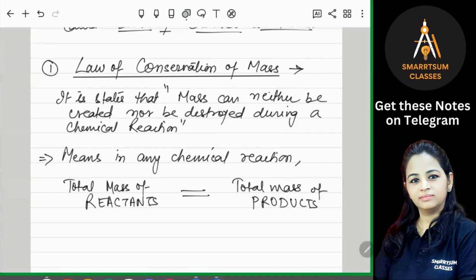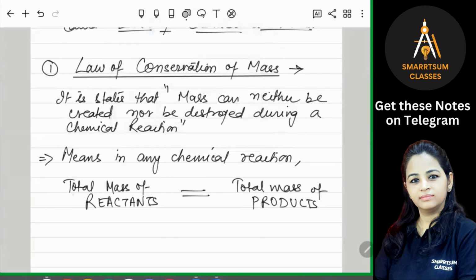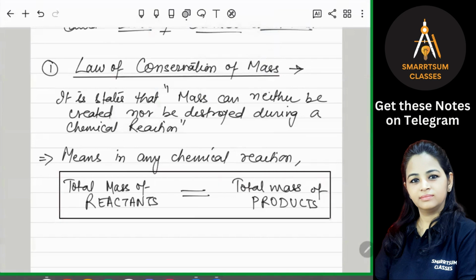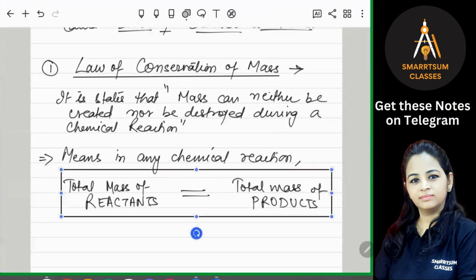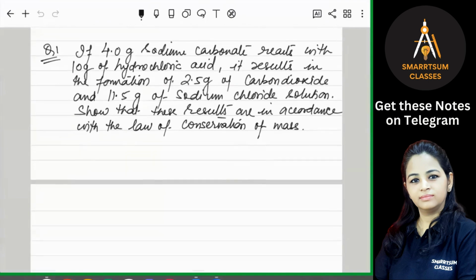Is that clear? So what is the law of conservation of mass? That total mass of reactants is always equal to total mass of products. That means there is no change in the mass during a chemical reaction. Is that clear? And this is called law of conservation of mass. Now, on the basis of this, let's see this question.